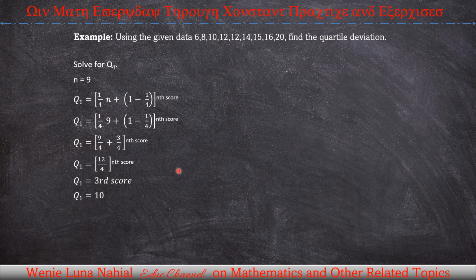So that is equal to 10. So third score, 1, 2, 3. So 10 is the third score in the given data set.